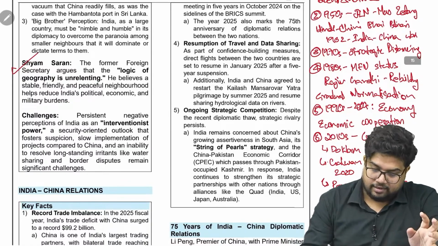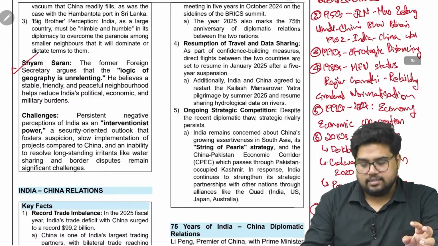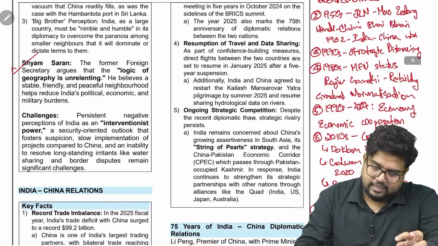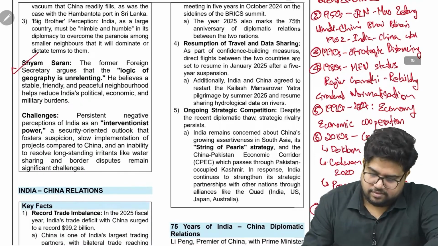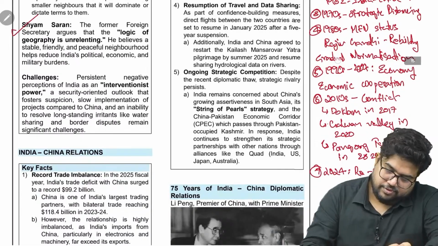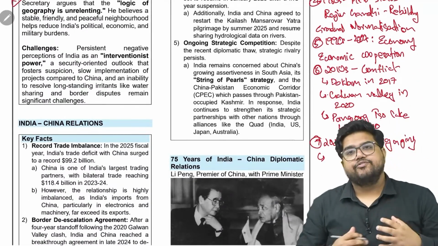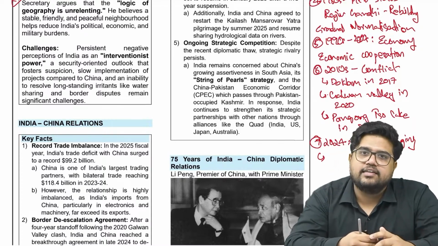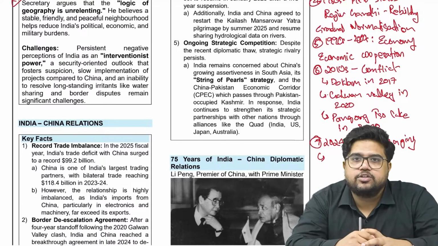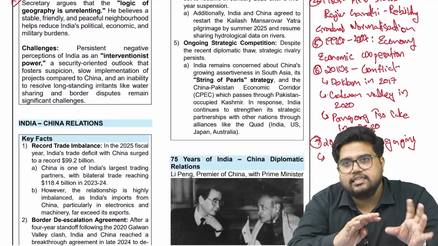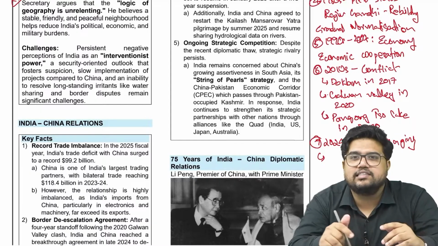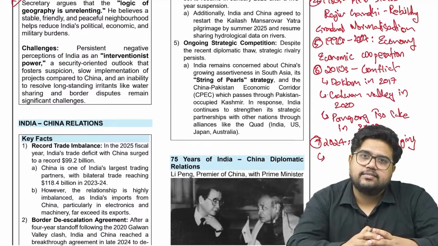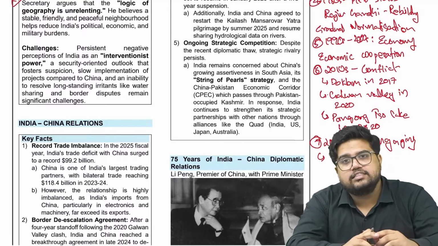Now again we are entering another phase, that is post 2024. We are re-engaging with China. If you remember, this is the time when the DGMOs of India as well as China jointly declared that both are withdrawing troops to pre-2020 levels in the borders around Pangong, Ladakh and other regions in Ladakh.